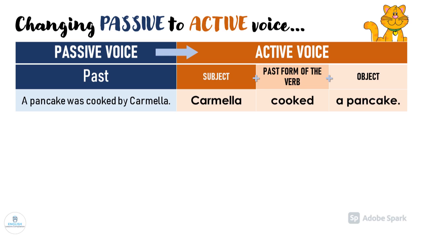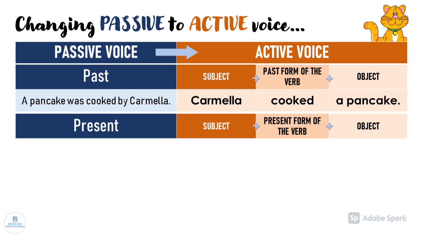Simply write the subject Carmela, followed by the past form of the verb cooked, which is cooked because the tense of the helping verb was is past, and the object a pancake. The sentence now is Carmela cooked a pancake.